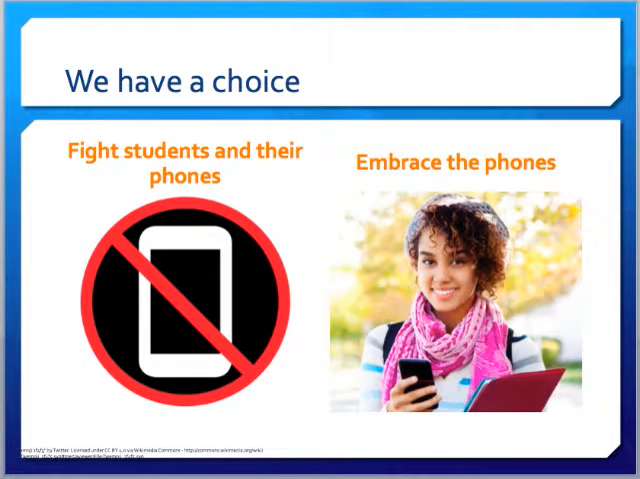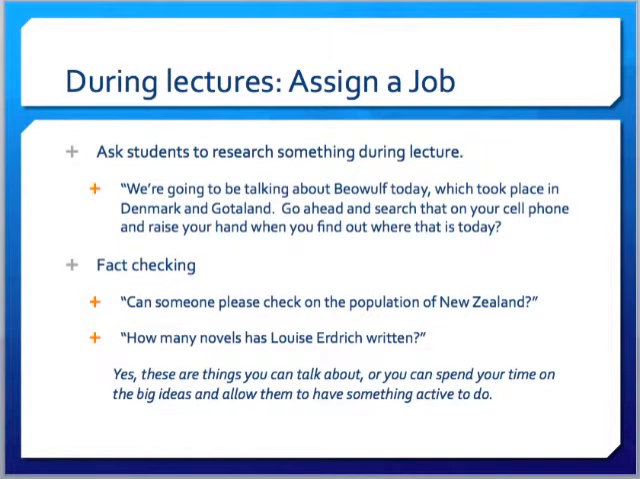We have a choice. We can either fight students and their phones, or we can find a way to make them a part of the learning environment. The first thing we'll focus on, that is probably the most frustrating for instructors, is cell phone use in face-to-face classes. My suggestion is to give students a job. Students like being active, and while we don't really want them multitasking and losing focus, there are a few things that you can do to make them busy and participating in the classroom.